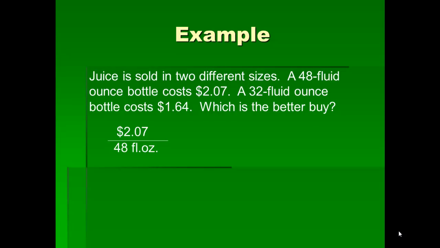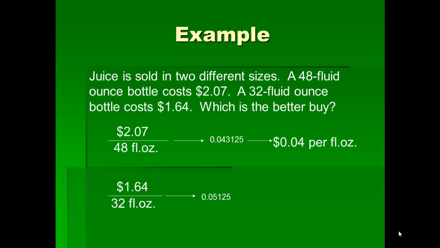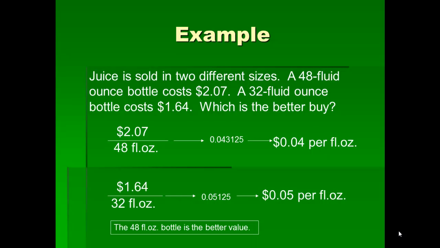$2.07 over 48 fluid ounces equals 0.043125, which equals about 4 cents per fluid ounce. So, $1.64 over 32 fluid ounces equals 0.05125, which equals about 5 cents per fluid ounce. The 48 fluid ounce bottle is a better value.